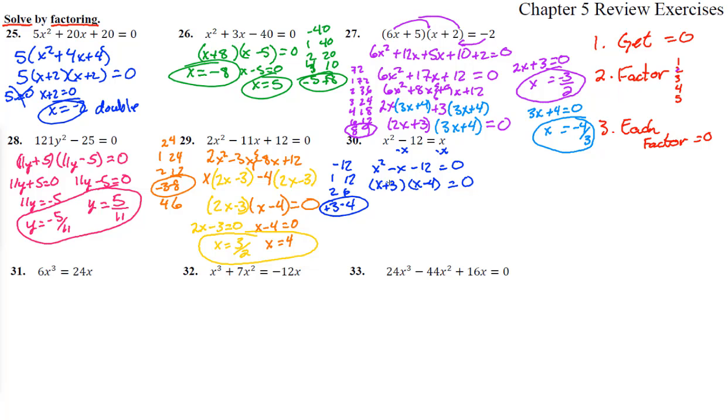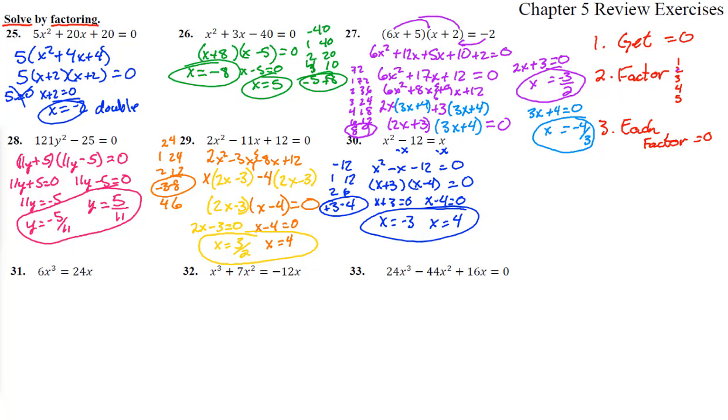So now each individual factor, the x plus 3 equals 0, gives us x equals a negative 3, and x minus 4 equals 0, and that gives us x equals 4. And we get the two answers right there for number 30.